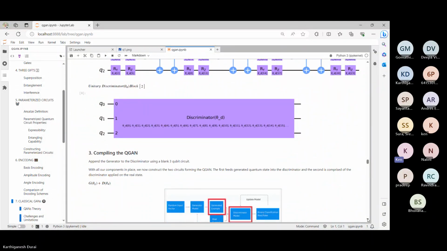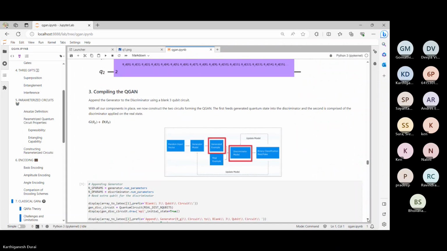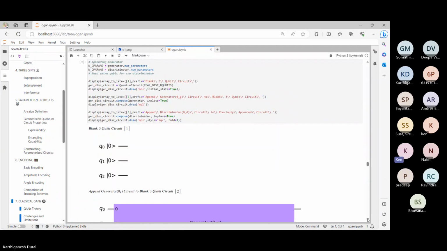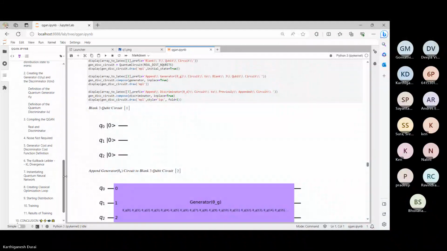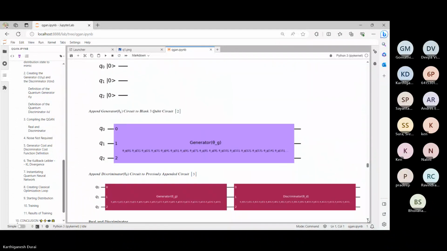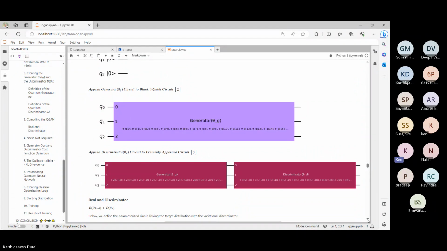Okay, now we're going to augment these things together. We're going to put the generator and the discriminator together. Okay, so scroll down. Yeah, keep scrolling down. Okay, and so how we put our generator and our discriminator together is we're going to create a new circuit, and we're going to basically take the generator circuit, place it on there, and if you could scroll down again. And we're going to place our discriminator with it. So now we've created our generator and our discriminator, and we placed them together.